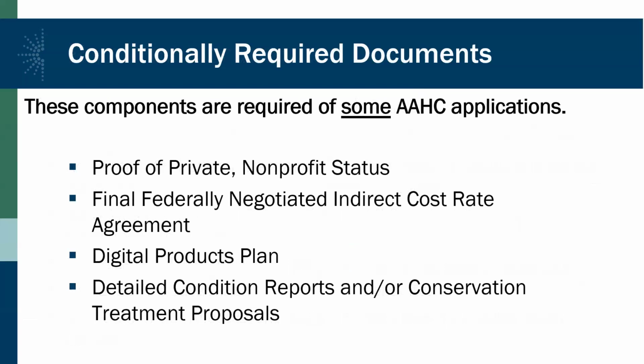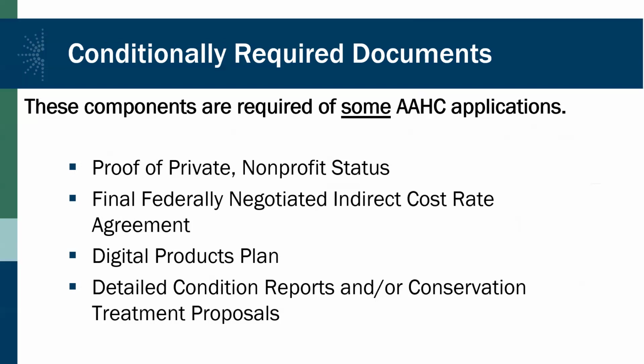The second category of application components is that of conditionally required documents. Some applications must include 1, 2, or even all 4 of these, and it's your job to figure out which are required for yours. If you are applying as a nonprofit, then you must include your proof of nonprofit status issued by the Internal Revenue Service. We will not accept a letter of state sales tax exemption as proof of nonprofit status.